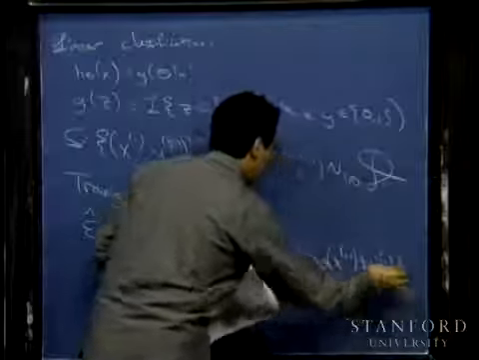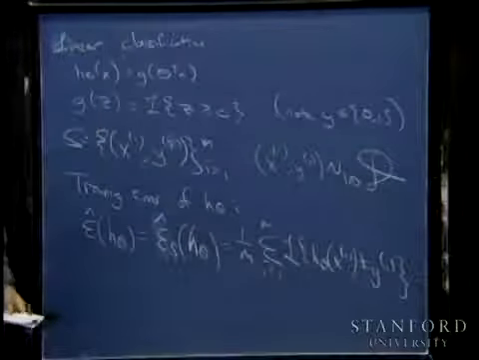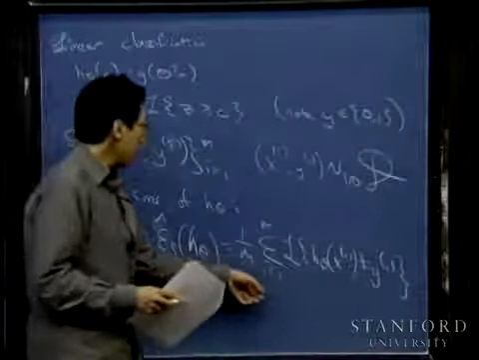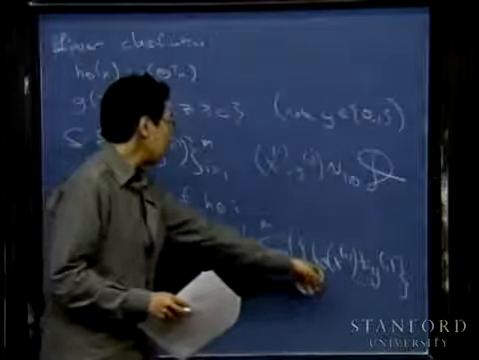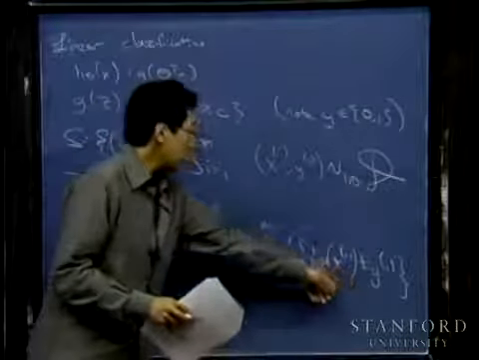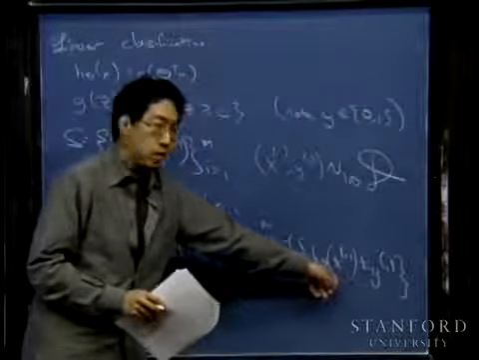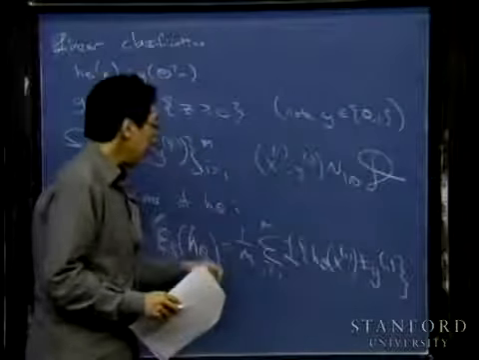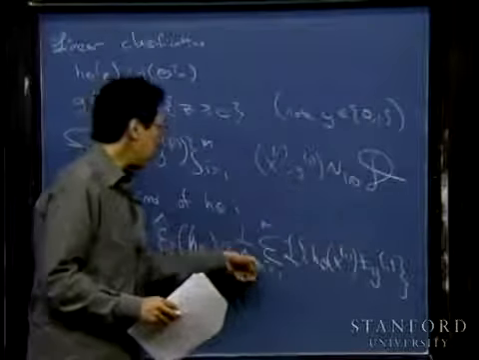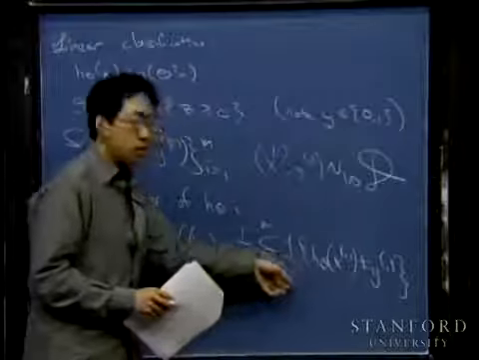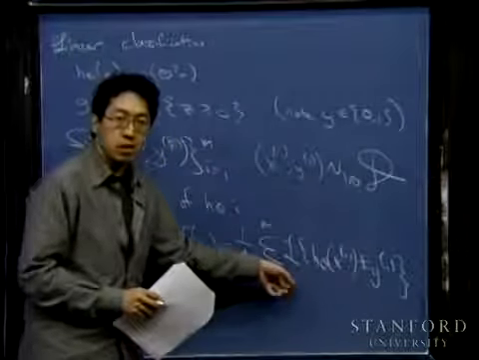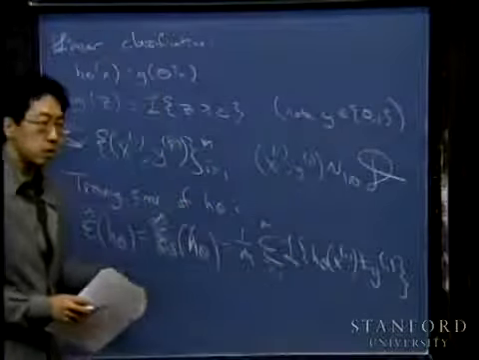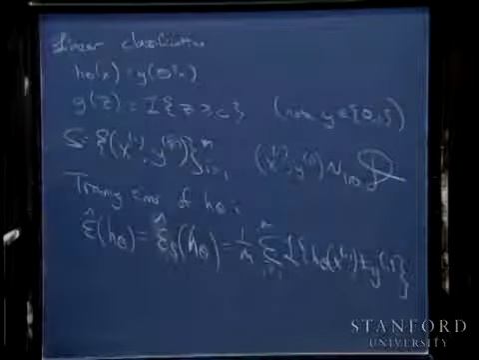I hope the notation is clear. This is a sum of indicator functions for whether your hypothesis misclassifies the ith example. And so when you divide by m, this is just the fraction of training examples in your training set that your hypothesis misclassifies. So define that as the training error.